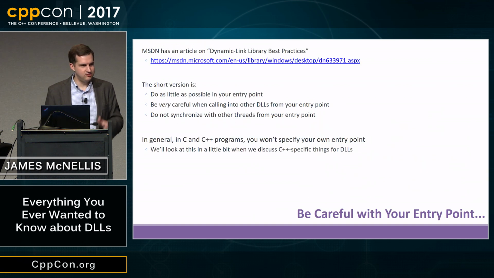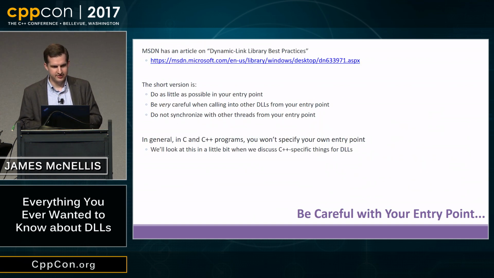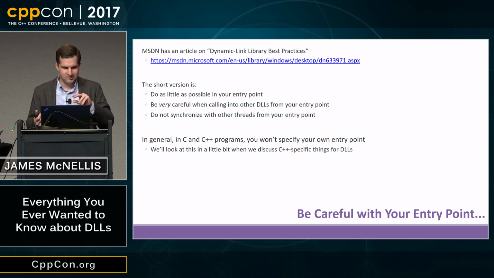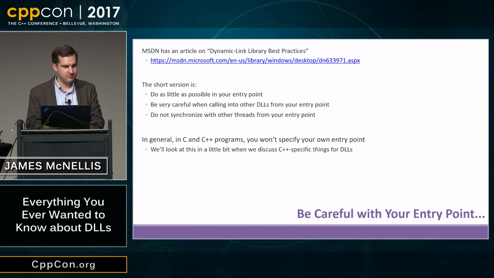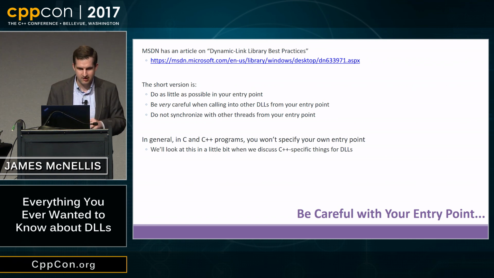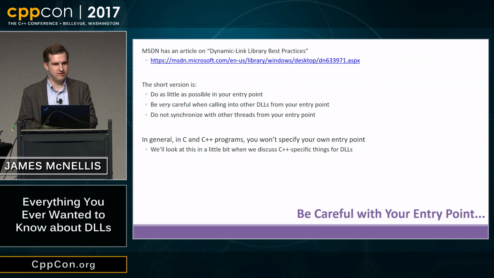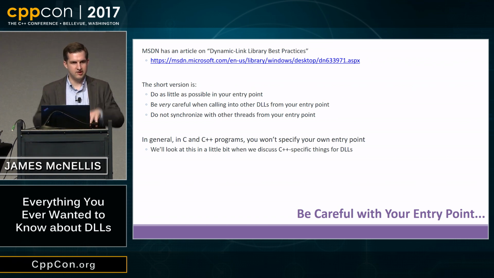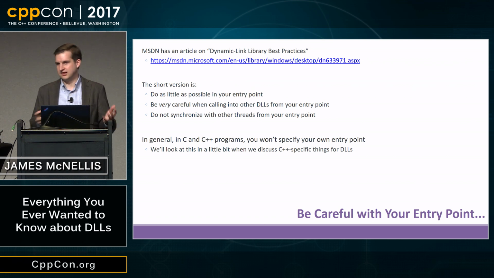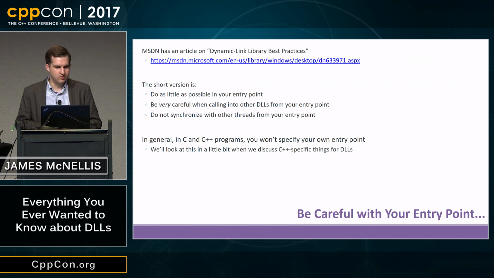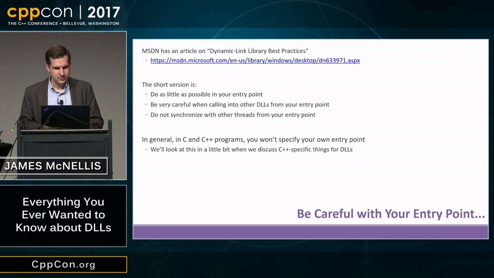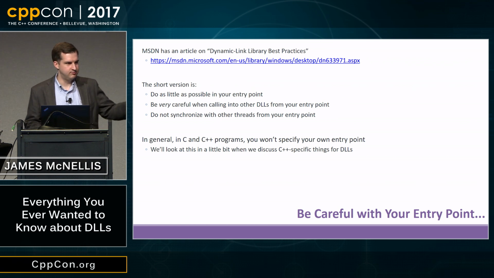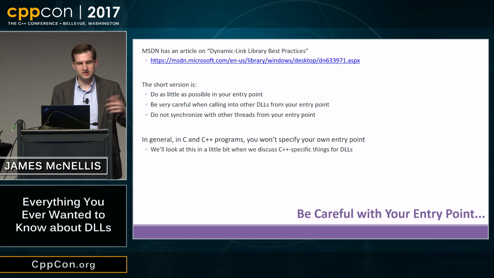So if you write entry points, you do have to be extremely careful. MSDN has an article on dynamic link library best practices. The short version is do as little as you have to when your DLL gets loaded. Be very careful when calling into other DLLs from your entry point because they may not have been initialized themselves. And do not synchronize with other threads from your entry point because, again, the entry point is called with the loader lock held, and so you often end up with deadlocks if you try synchronizing with other threads. In general, in C and C++ programs, you won't specify your own entry point. We'll look at this in a little bit when we discuss C++ specific things. But instead, you'll let the C runtime provide the entry point, and you can define DLL main, which it will call.